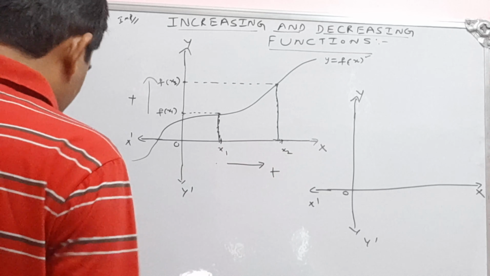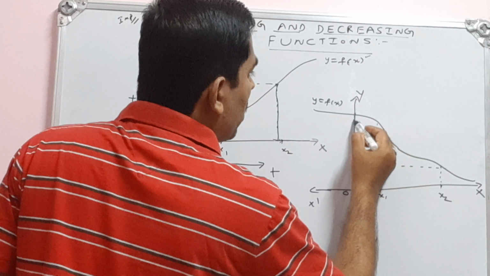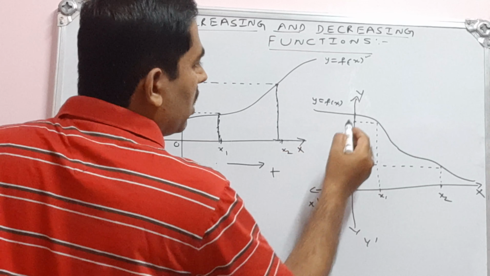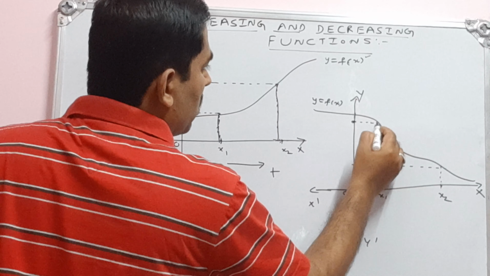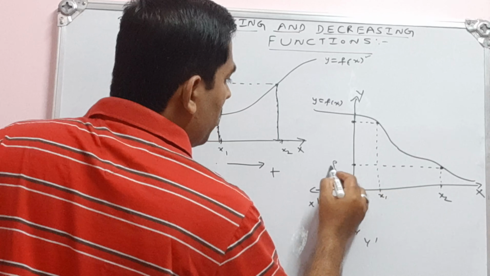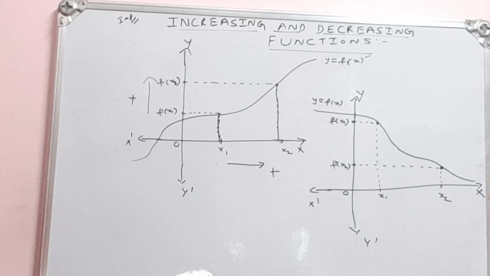Then let us take this. This is a point on the y-axis, and this is another point on the y-axis. Let me write this one as x1. These two are the points on the curve. See this height. So this is x2 here. Then this will be f of x2, and this will be f of x1.